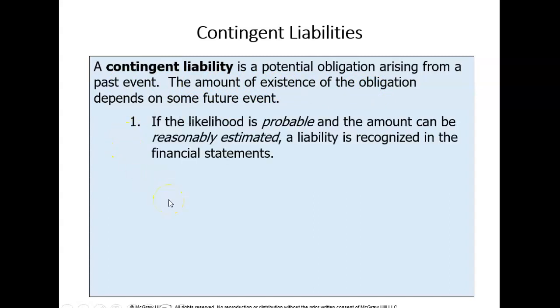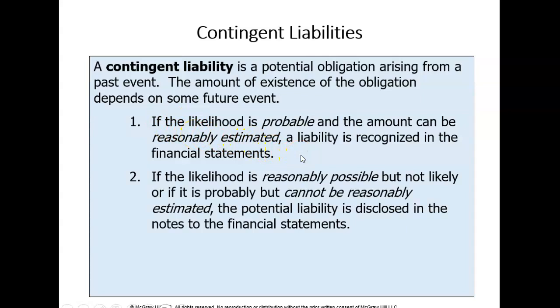For example, let's assume that a company is being sued. They're currently going to court because of this lawsuit. That could become a contingent liability. It is based upon the outcome of the future event. Now, if the likelihood is probable, meaning that it is probable we're going to lose this lawsuit, and the amount of the loss can be estimated, then we have to record that on our financial statements.